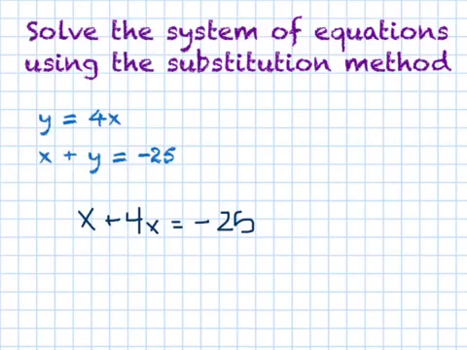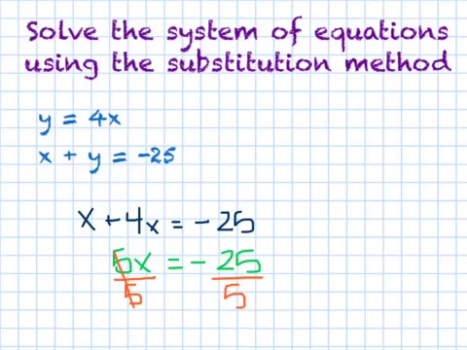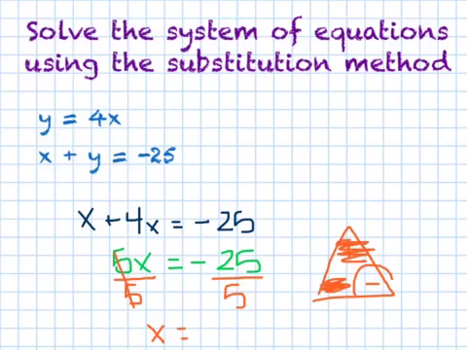Now, does this look like something we can work with? I think so. x plus 4x will give us 5x equals negative 25. 5 times x equals negative 25. To undo multiplication, we need to divide. So we'll divide by 5. 5 divided by 5 is 1. That gives us 1x. Negative 25 divided by 5. Remember, when we have a negative divided by a positive, that leaves us with a negative. So our answer would be x equals negative 5.